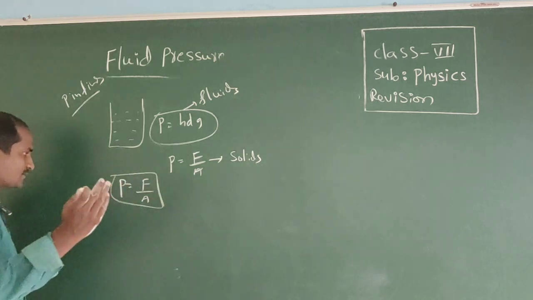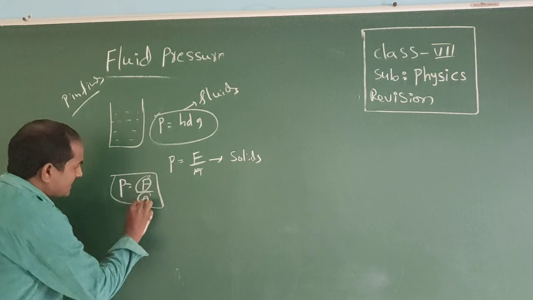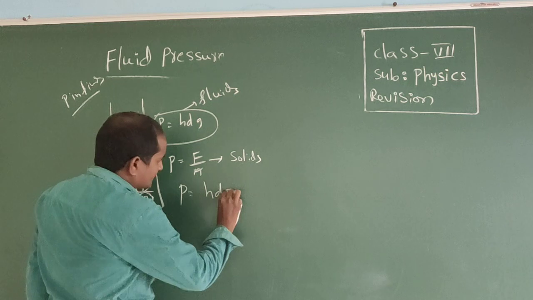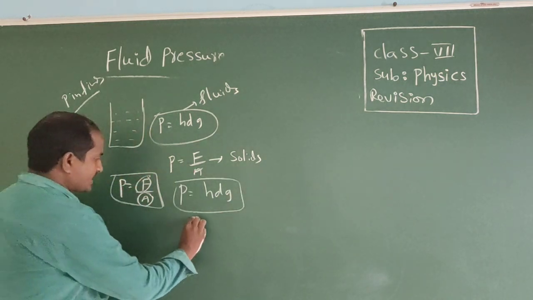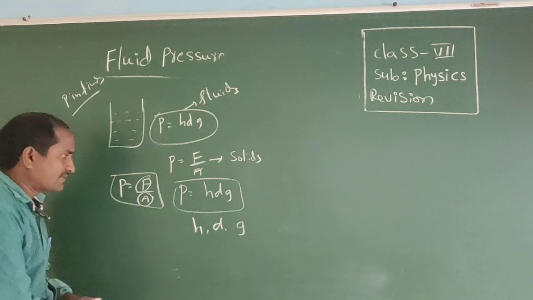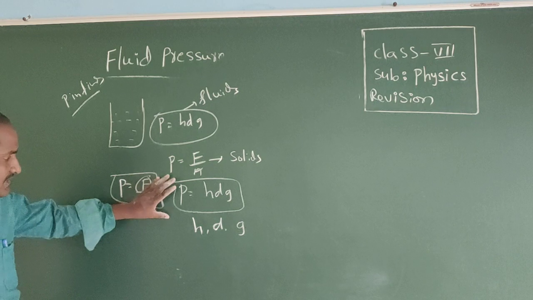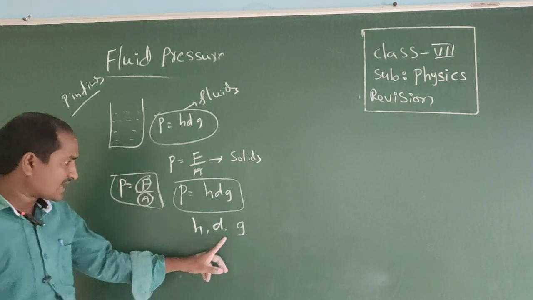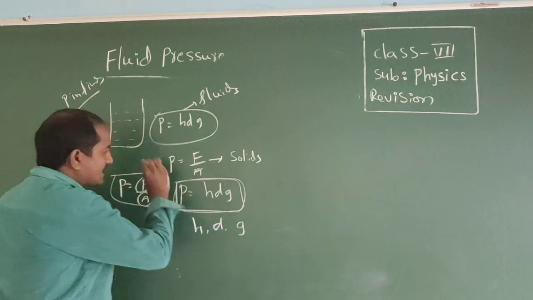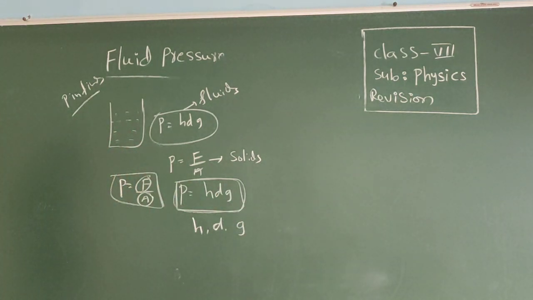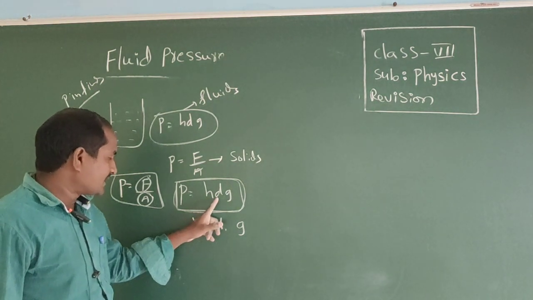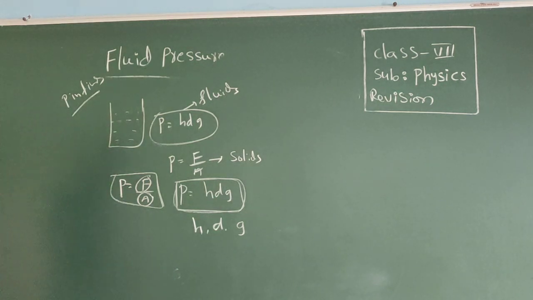Pressure in solids depends on two factors: one is force and the other is area of cross section. But pressure in fluids depends on three factors: height of the liquid, density of the liquid, and acceleration due to gravity. Pressure in fluids does not depend on area of cross section.